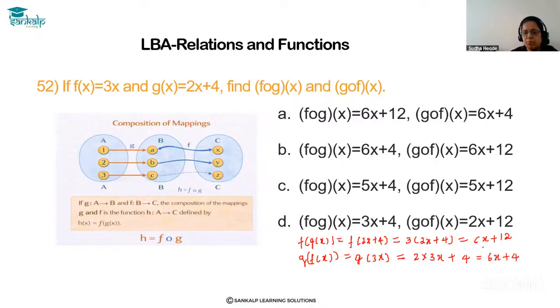So that is equal to 6x plus 4. Okay? F composition g of x is 6x plus 12. G composition f of x is 6x plus 4. So 6x plus 12, 6x plus 4. Option A is the correct answer. Thank you.